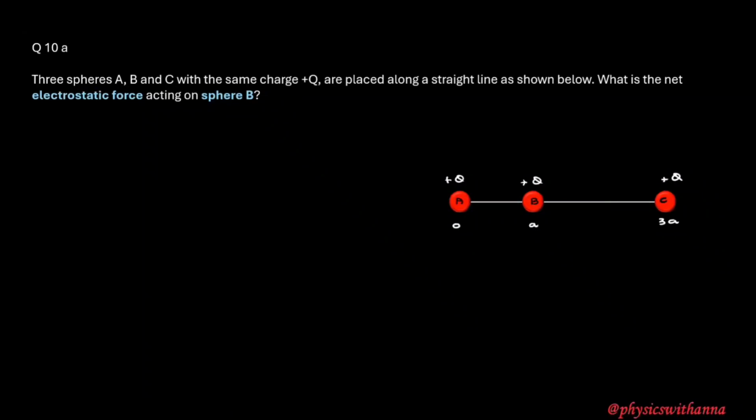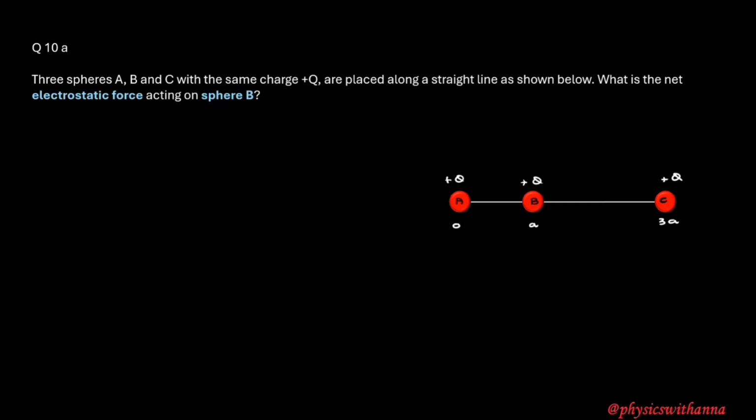Question 10a. Three spheres A, B, and C with the same charge positive Q are placed along a straight line as shown below. What is the net electrostatic force acting on sphere B? So here we have three spheres A, B, and C which carry the same charge positive Q, and we need to find the net electrostatic force on sphere B because of A and C.